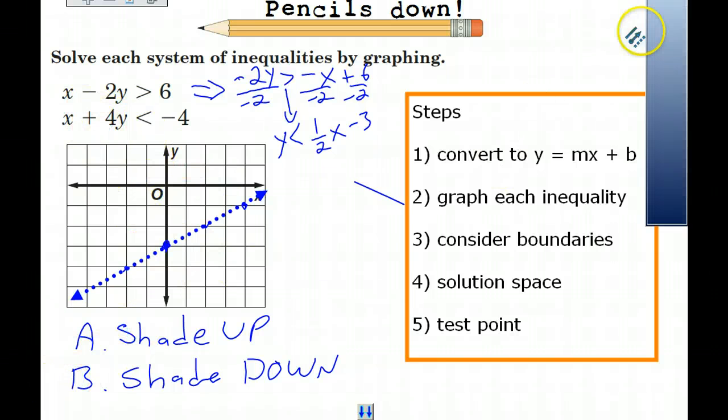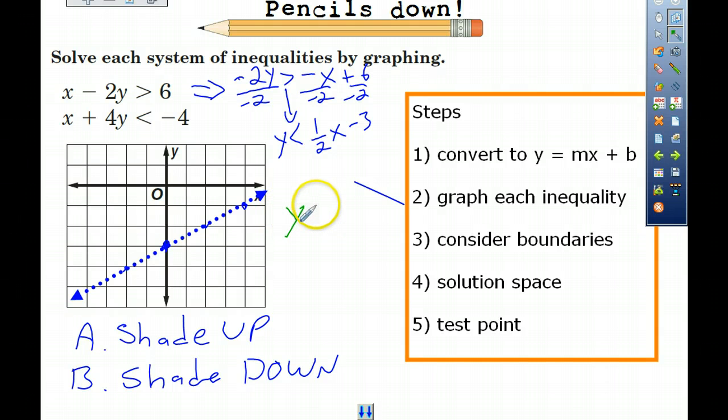Go ahead and solve that for y. What do we got? 1/4 x. Negative 1/4 x minus 1. What's the sign? Last time, yeah, it stays the same because we didn't divide by a negative.